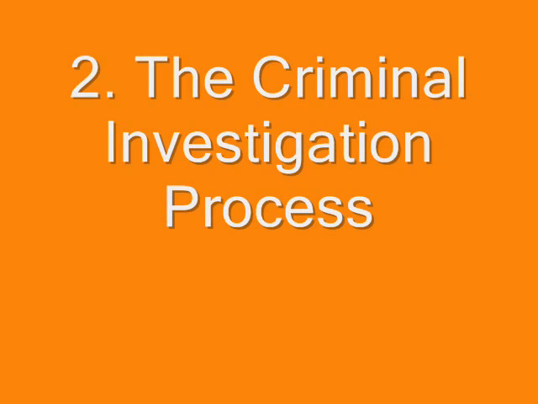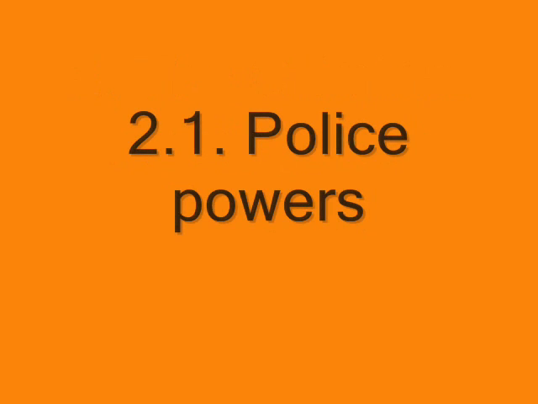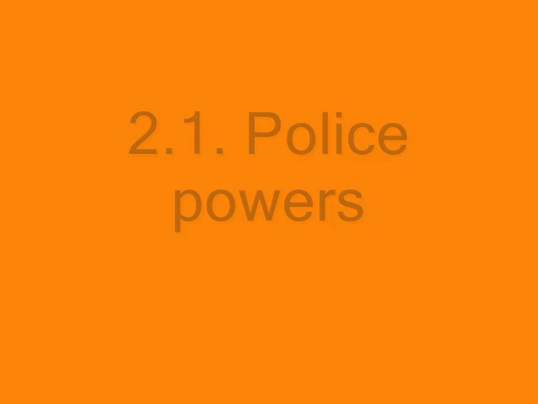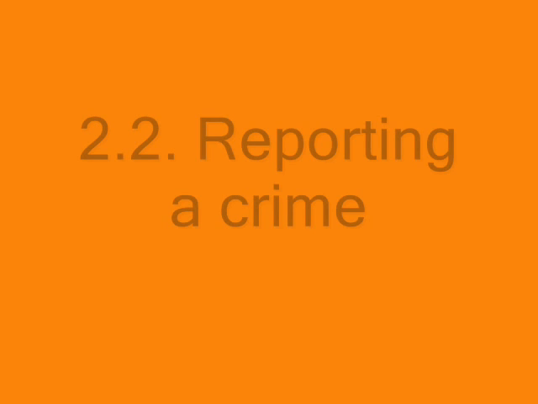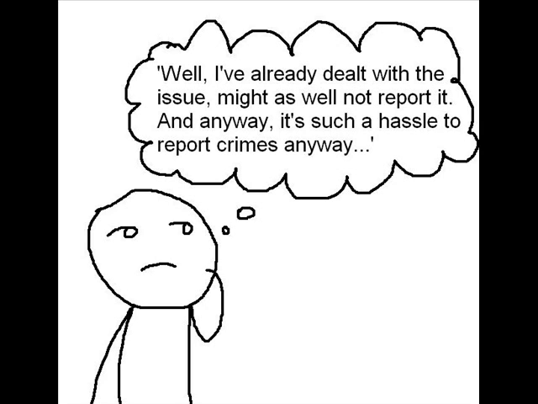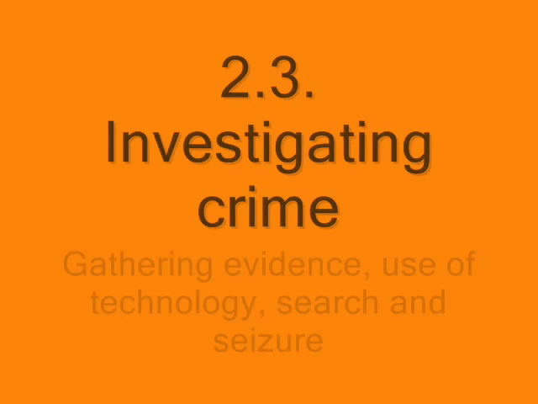The criminal investigation process. Police investigate crimes, interrogate suspects, make arrests, and gather evidence. The police are obliged to use reasonable force, and if they make an arrest, they must have a legitimate reason. Reporting a crime. People would be reluctant to report a crime because they either do not want to be a part of the crime, they have already dealt with the crime, or they are ashamed or embarrassed, especially sexual assault victims.